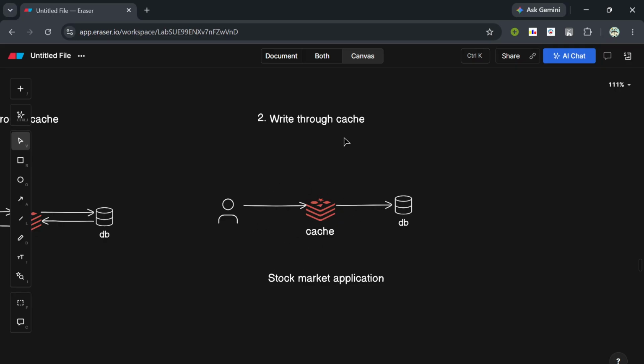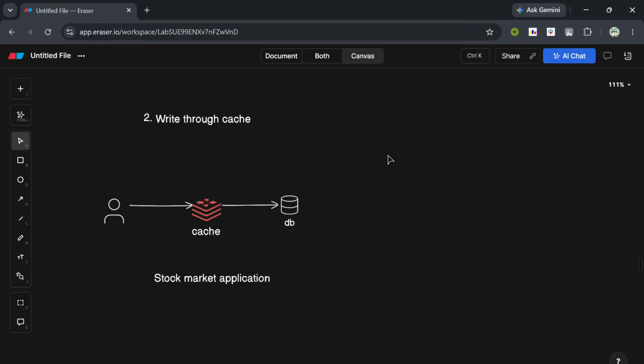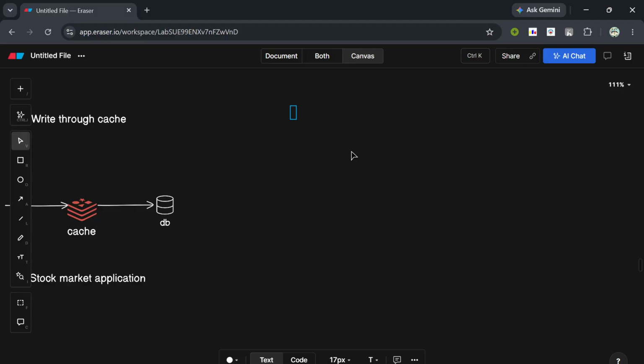So this write through cache strategy is useful in areas where we require quick retrieval of the latest information, because we are writing the latest information in the cache directly, right? So the latest information is available for fast retrieval. So it is used in applications where we need very quick retrieval of latest information, like a stock market application, as I mentioned. Then we have the third strategy, which is known as write around cache.